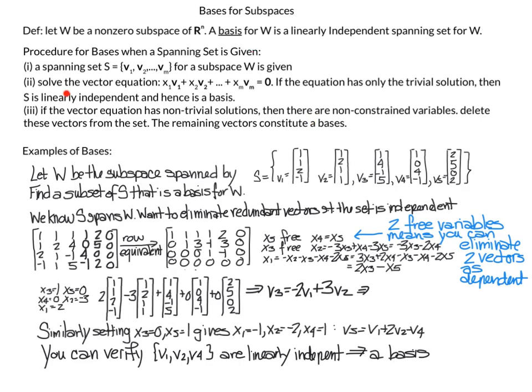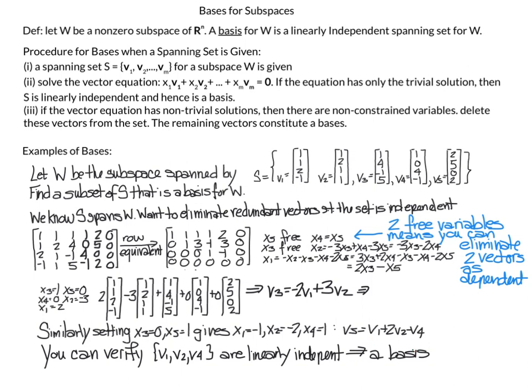So just to look at this procedure in terms of our last example, we had our V1, V2, V3, V4, V5. We set the homogeneous equation and solved. We got two free variables, which were x3 and x5. So those are the two vectors we can eliminate, and we're left with V1, V2, and V4 as our basis.